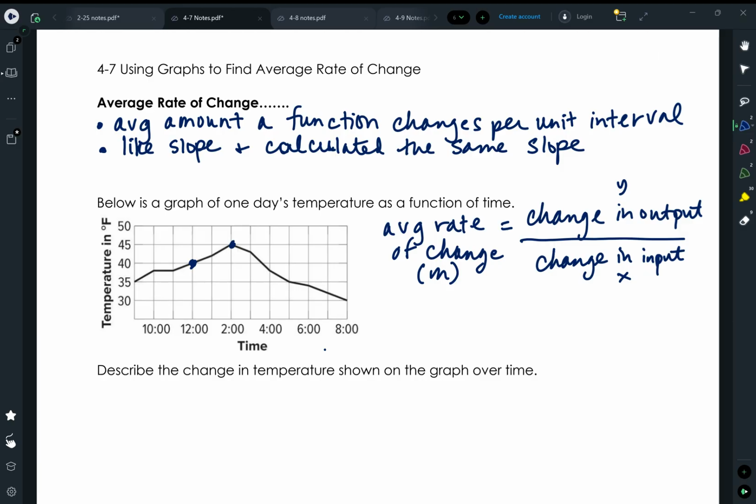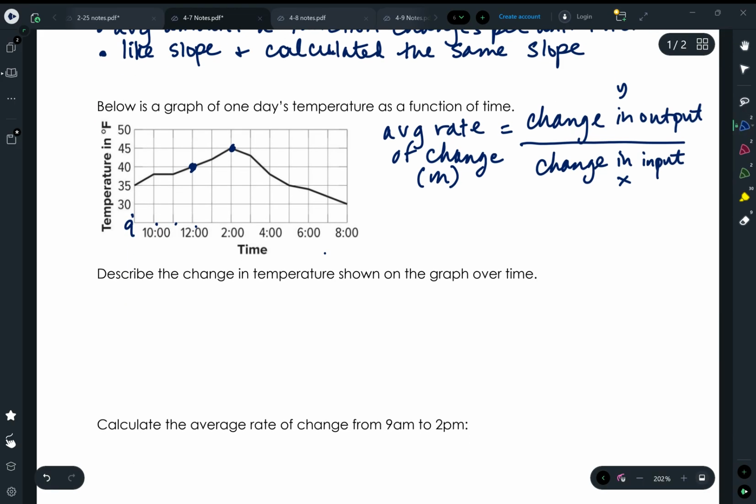So the first thing we want to do is go through and write a little description of the change in temperature shown on the graph over time. I notice right away I want to figure out some things about the scale. It looks like if this is 10 o'clock, it must be 10, 11, 12. So this must start at 9 a.m. So we start measuring our temperature then. So that might be how I would start out my little paragraph here. And it is going to be a little paragraph. We're just going to do the best we can.